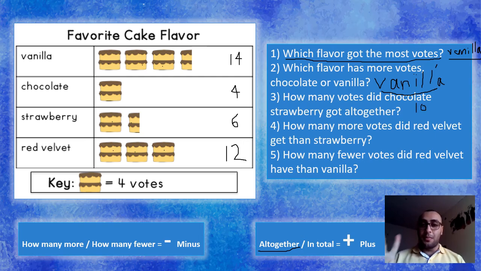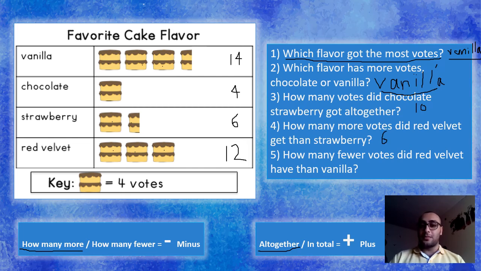Done. Number 4, how many more votes did red velvet get than strawberry? Remember, how many more votes? So we have to do minus, right? So 12 for red velvet minus strawberry, which is 6. What is the answer? 12 minus 6, what is it? 6. That's right. The answer is 6.